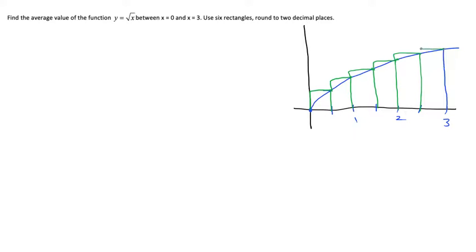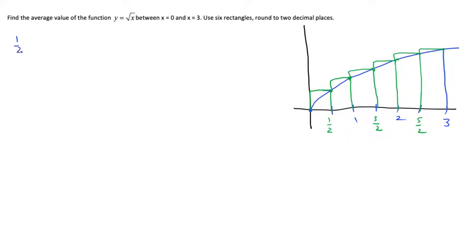So we want to find essentially the area of these 6 rectangles. Now we know that these are the points 1/2, 1, 3 halves, 2, 5 halves, and 3. So essentially we need these function values multiplied by 1/2, because we are finding the area of each of these. So there's 6 of them.